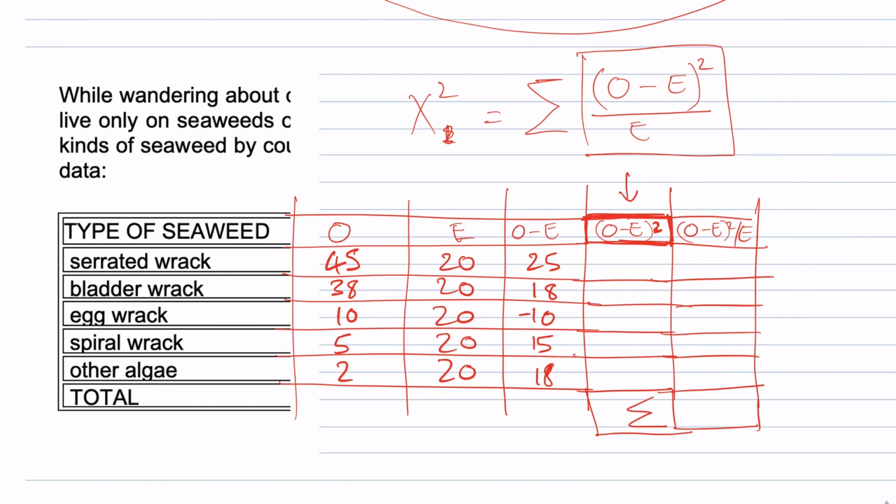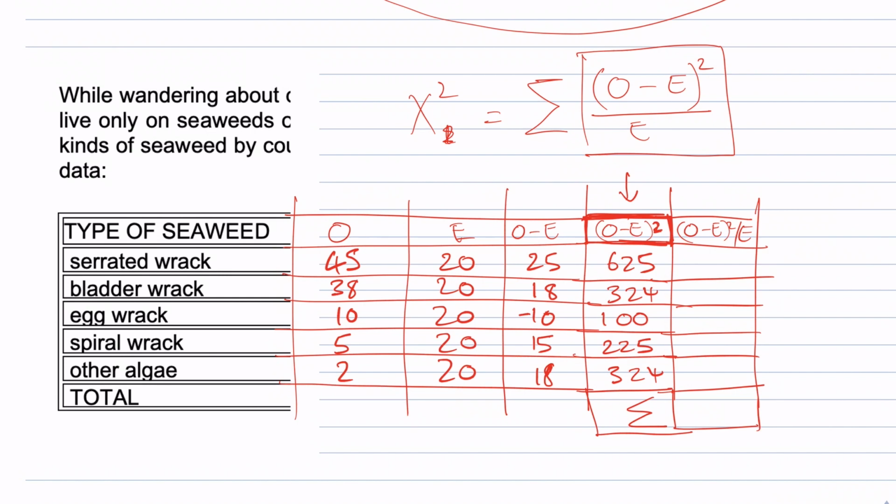So 25 squared is 625. 18 squared is 324. Just for fun, we'll put in minus 10. Square 10, and guess what? It is 100. So you can ignore that negative sign. 15 squared is 225. 18 squared is 324 again.